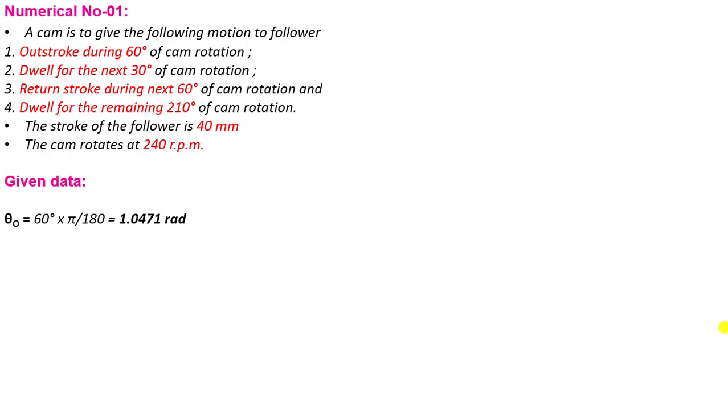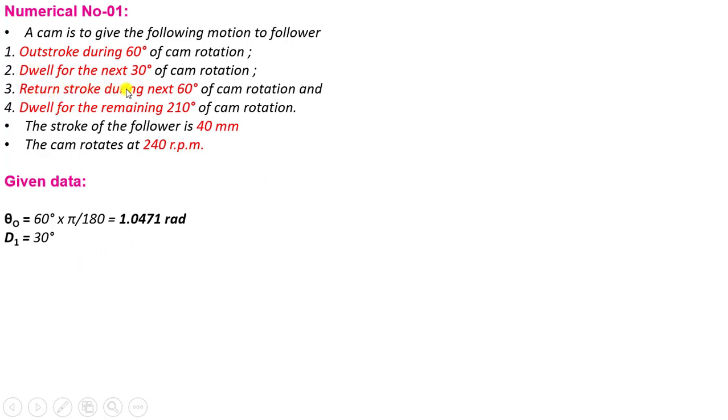First, outstroke during 60 degree of cam rotation. Theta O is equal to 60 degree. Multiply it with pi by 180 to convert it into radians. Then dwell for next 30 degree of cam rotation. So d1 is equal to 30 degree.